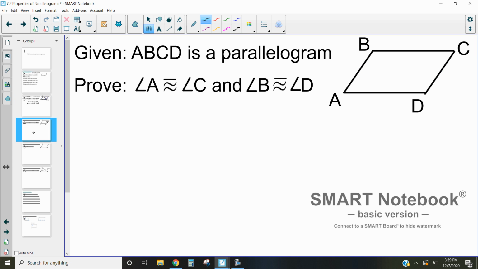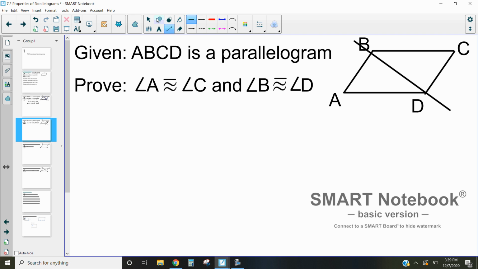Now let's go ahead and look at a proof where we demonstrate that the interior angles of a parallelogram, or those opposite angles, are actually congruent to each other. Just like we did before, we want to construct a diagonal from B to D. Now that one is not very straight here. Our diagonal, again, is going to act like a transversal.